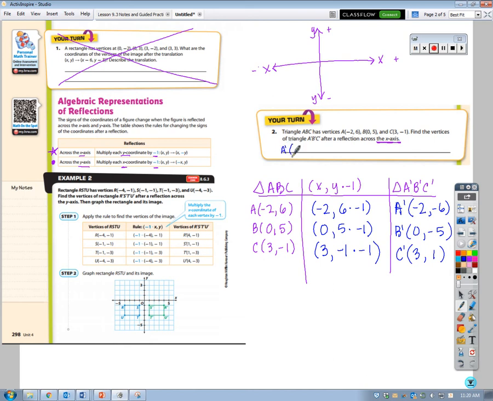A prime is negative 2 and negative 6. B prime is 0 and negative 5. And C prime is 3 and 1. And so those are the coordinates for my triangle ABC after it's been reflected across the x-axis. So make sure you've got these rules here.